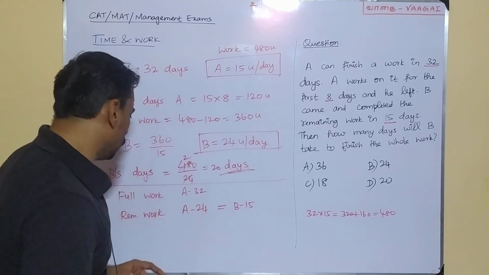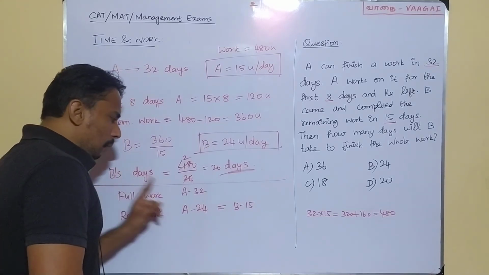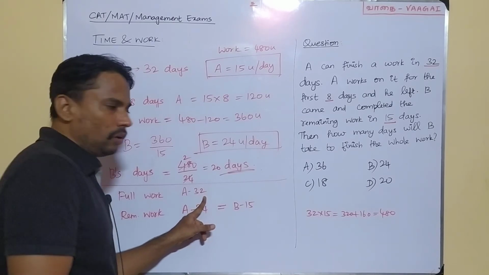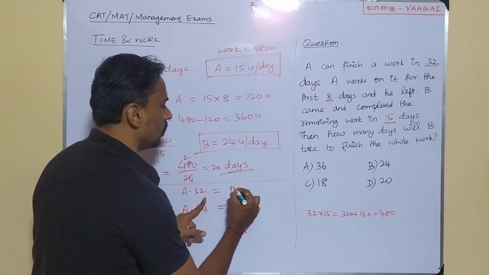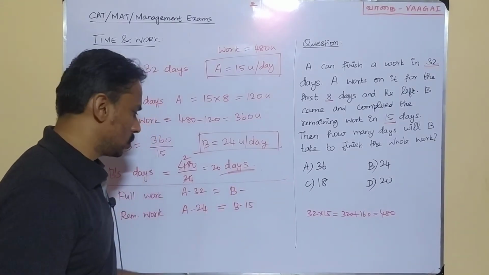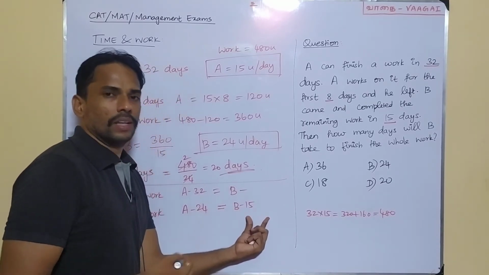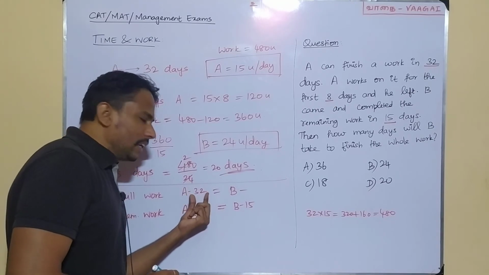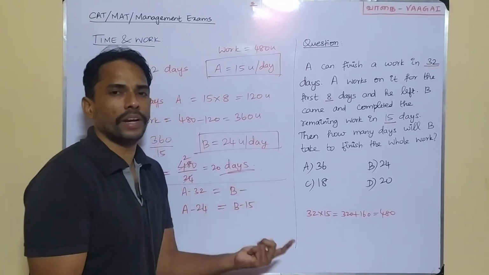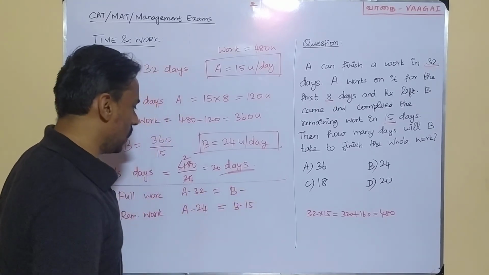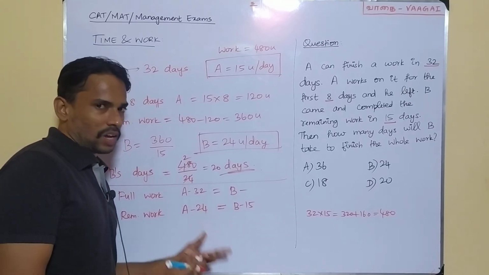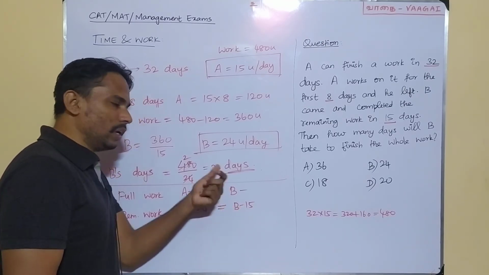Now the question is very simple. A can complete the full work in 32 days, is it or not? Then B will complete the same work in how many days? This is the question, right? So if A's 24 days work is equal to B's 15 days work, then the question is: A's 32 days work is equal to B's how many days work? That's all, very simple.